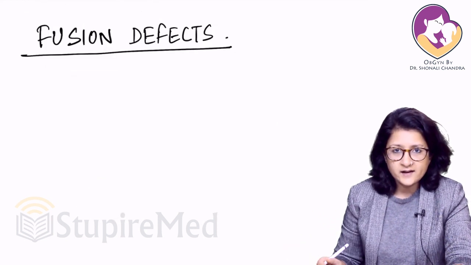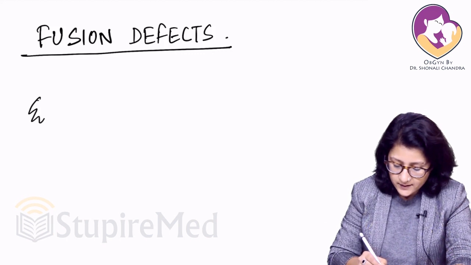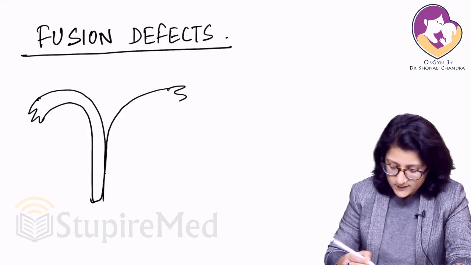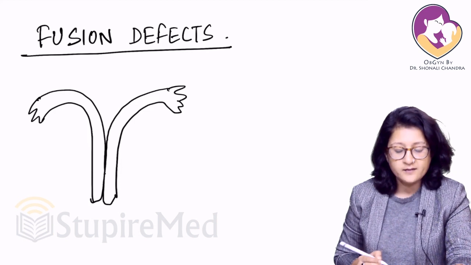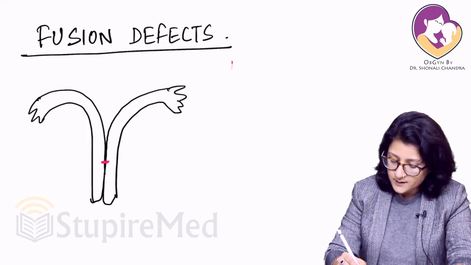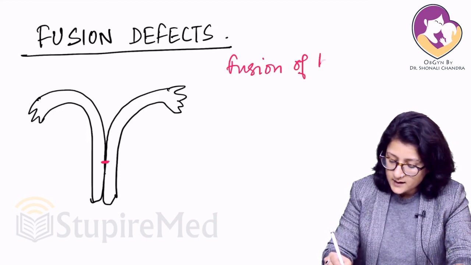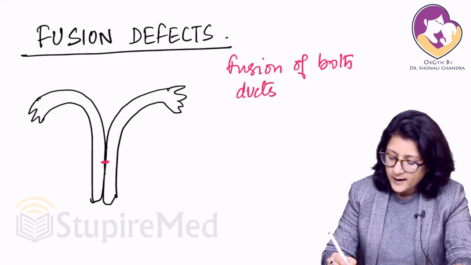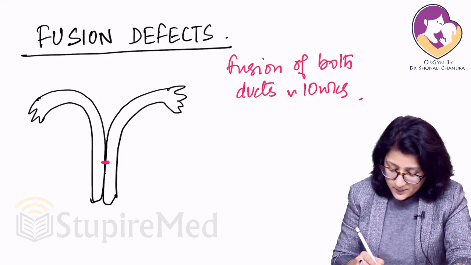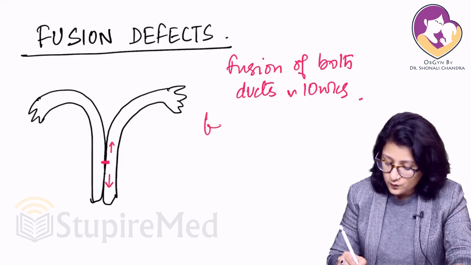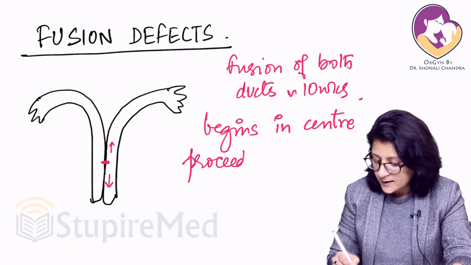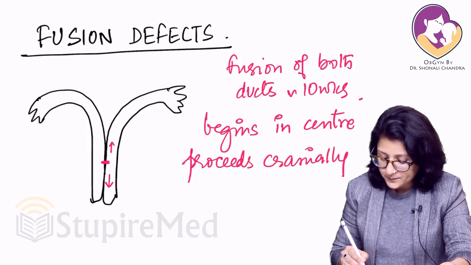So, revising Mullerian development, we understand that both the ducts have to fuse in the midline, right? Now, the important thing to remember is that this fusion of both ducts happens at around 10 weeks. The other important point to remember is that the fusion begins in the center, and from there it proceeds cranially and caudally, okay?